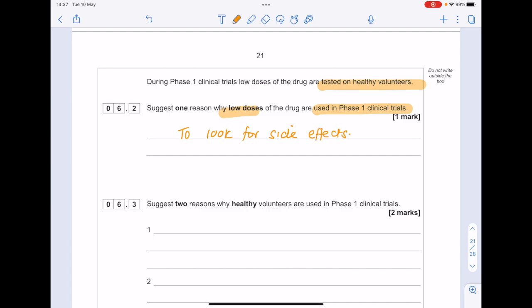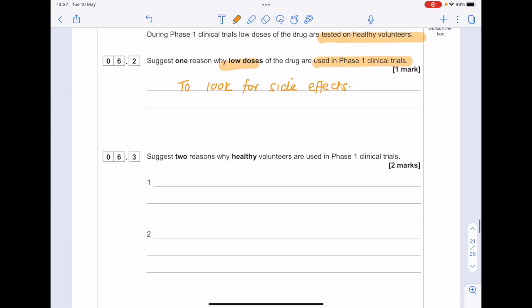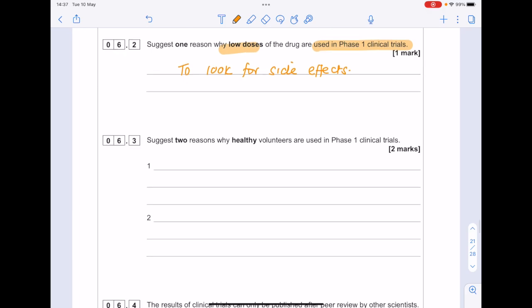Suggest 2 reasons why healthy volunteers are used in phase 1 clinical trials. Well, that's because if there's a risk of this drug being toxic, you can't be using it on people who are already unwell because it's quite likely to be very serious for them. So testing drugs on ill patients poses too much of a risk for them.